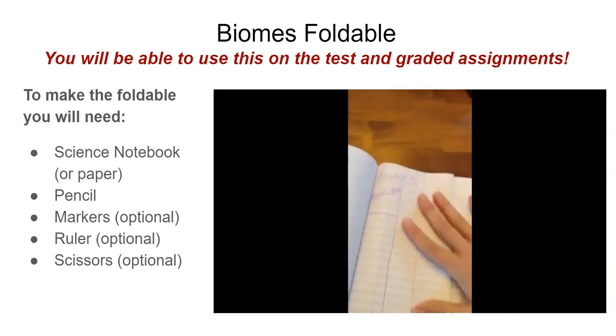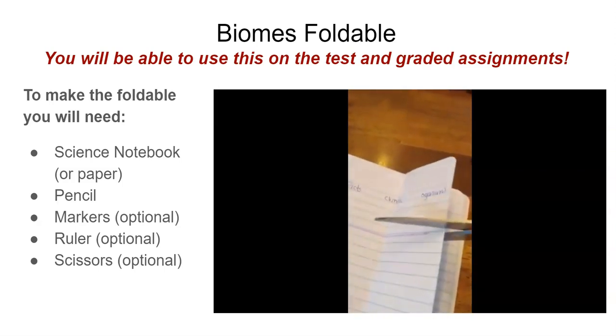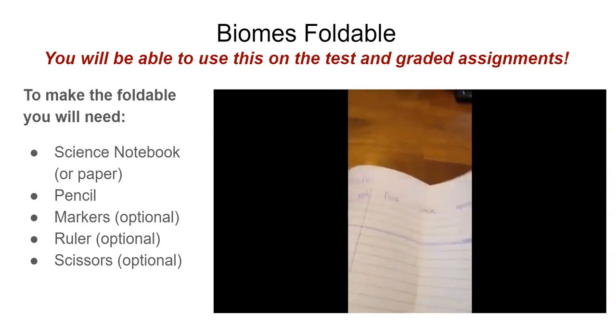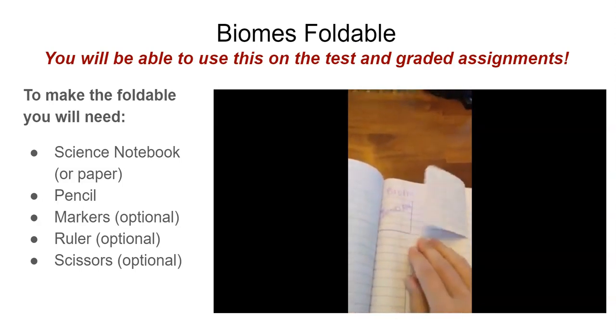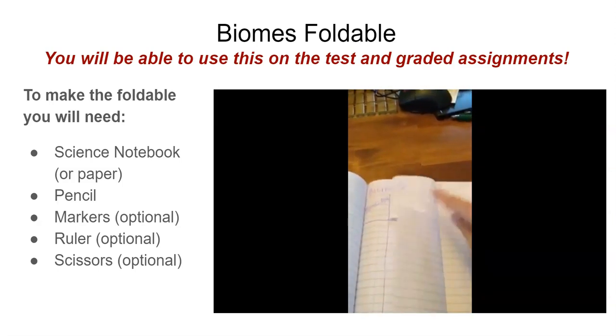Now, if you have scissors and you want to cut this so you have flaps so you can study, you will cut right to the first fold and then you'll stop cutting. And now you can think about the tundra, open it up, see if you have the right information. Close it, open it, etc.